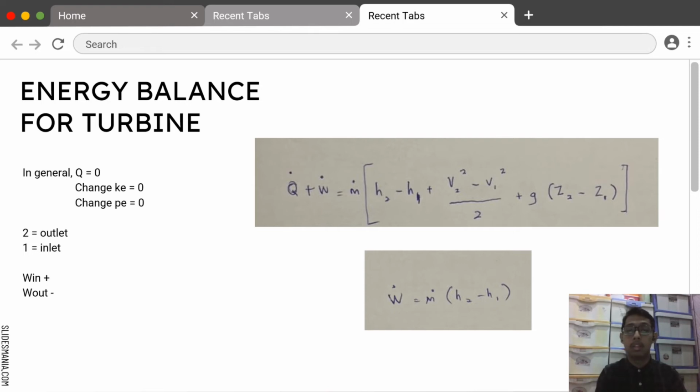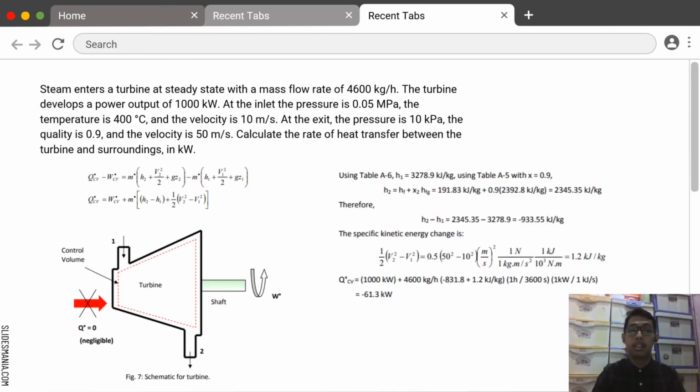When we cancel those two, we get the short formula, which is m dot bracket h2 minus h1. Here 2 is considered the outlet and 1 is the inlet. Mostly work in is positive and work out is negative. This is an example of the calculation for turbine.